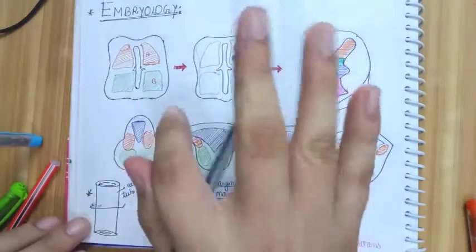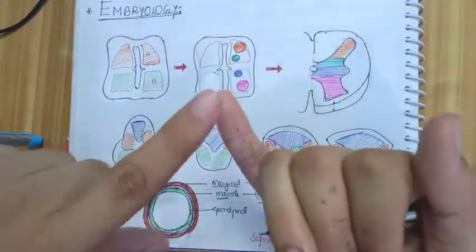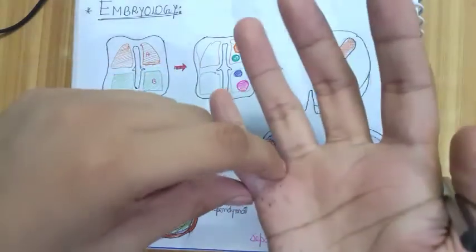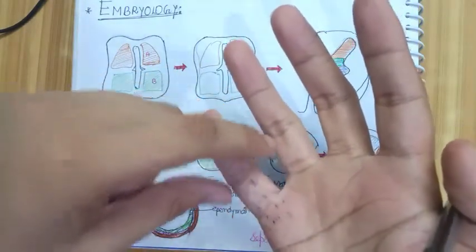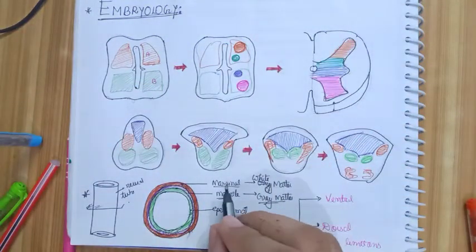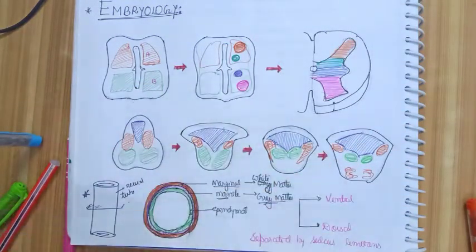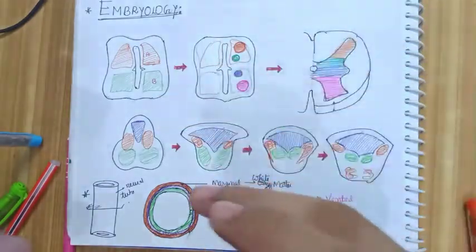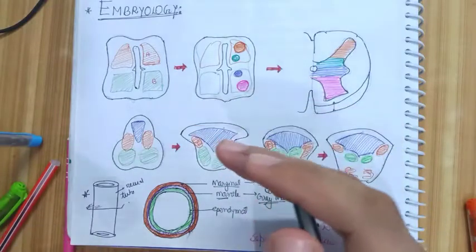Okay, we have 3 layers in the neural tube. First, the innermost is the ependymal. Then the middle is the mantle, and the outermost is the marginal. Mantle forms the gray matter and marginal forms the white matter. But the mantle layer then again gets divided into two parts. We have a ventral part and a dorsal part.